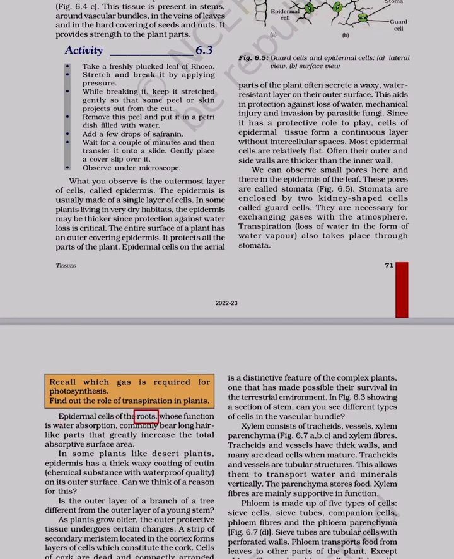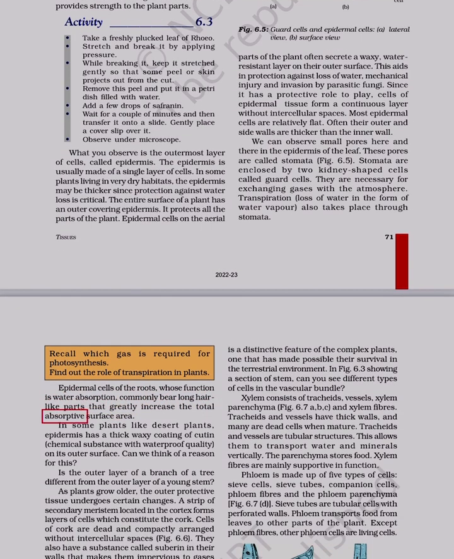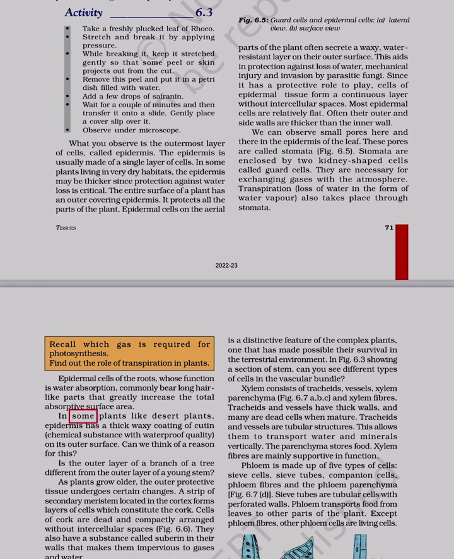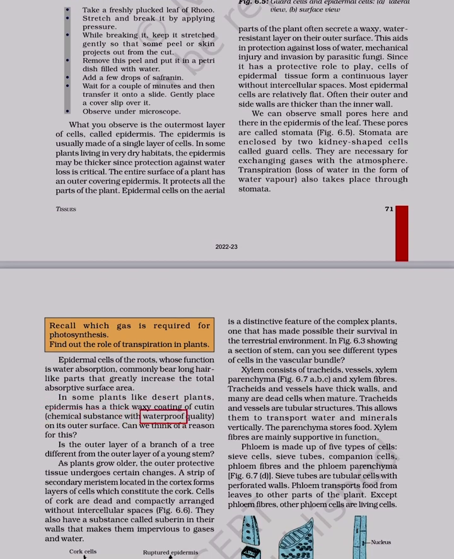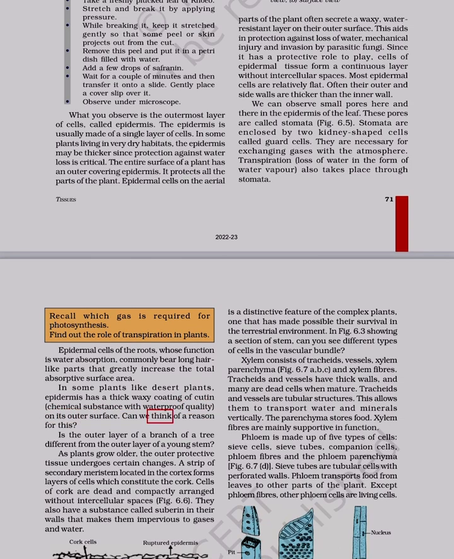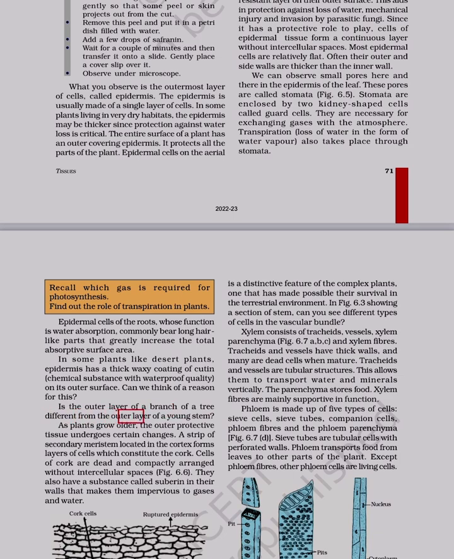Epidermal cells of the roots, whose function is water absorption, commonly bear long hair-like parts that greatly increase the total absorptive surface area. In some plants like desert plants, epidermis has a thick waxy coating of cutin, a chemical substance with waterproof quality on its outer surface. Can we think of a reason for this? Is the outer layer of a branch of a tree different from the outer layer of a young stem?